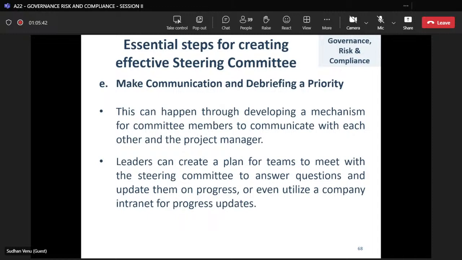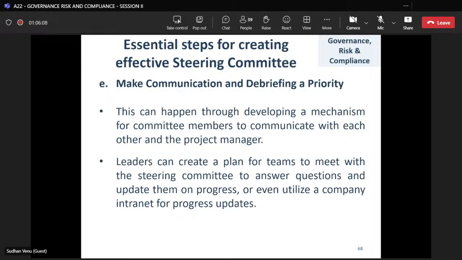So this is the last essential step for creating that effective steering committee, and this can happen through developing a mechanism for the committee members to communicate with each other and the project managers, and the leaders can create a plan for the team to meet with the steering committee to answer questions and update them on the progress and where we are.